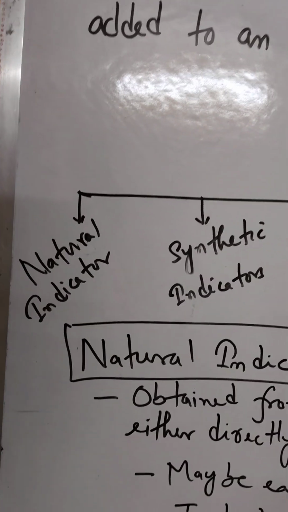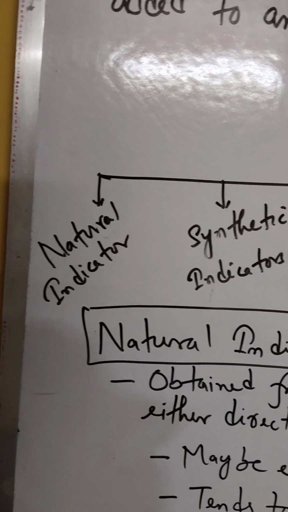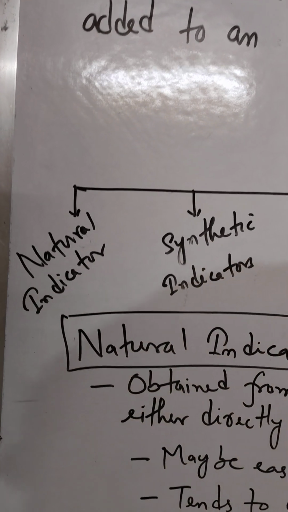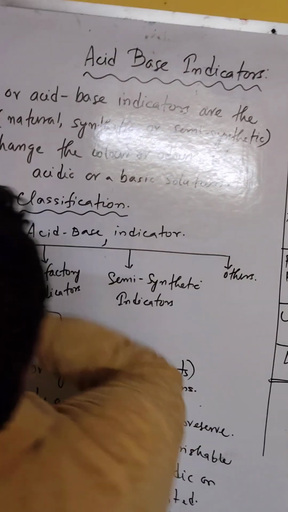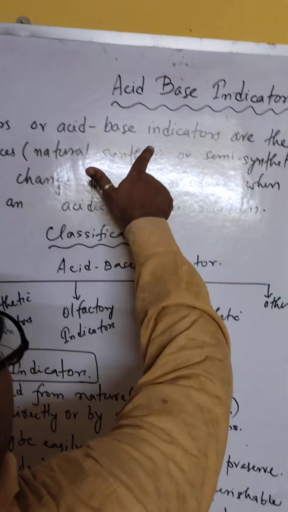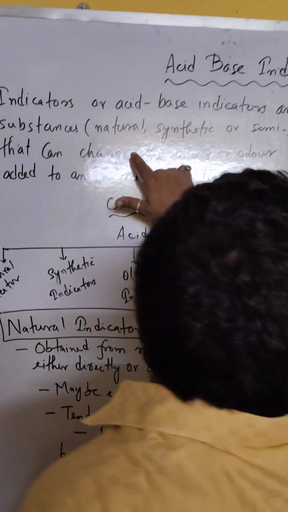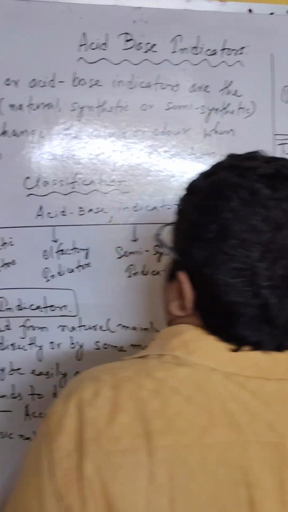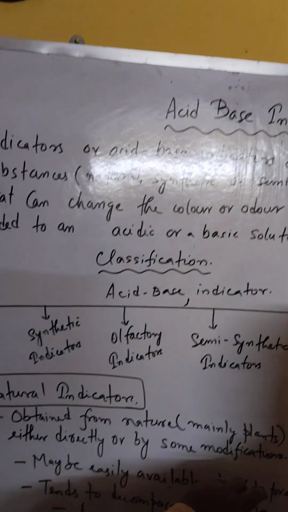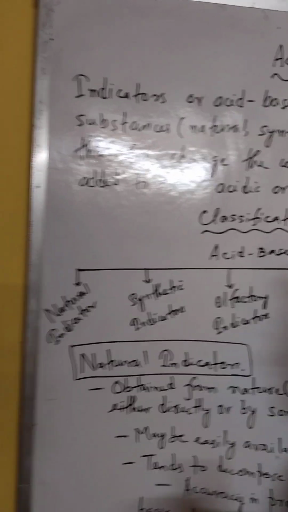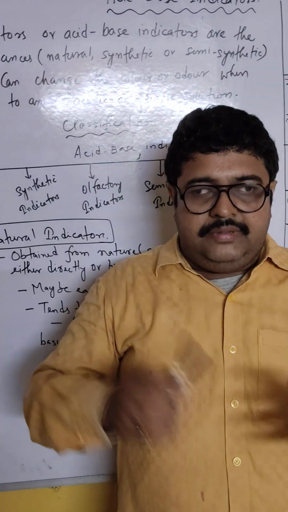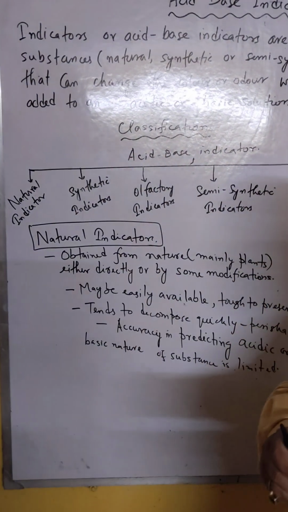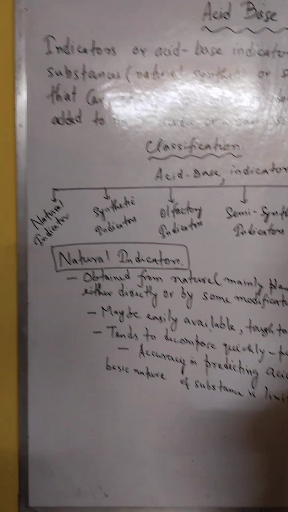If you ask me what type of question you may get in the exam from this, this line can fit in the fill in the blanks. This line can also fit in a question like identify. So, I repeat, indicators or acid base indicators are the substances, natural, synthetic or semi-synthetic, that can change the color and odor when added to an acidic or basic solution. That means generally they can classify the acidic or the basic substances just by the change in the color and the odor due to their introduction in the given solution.